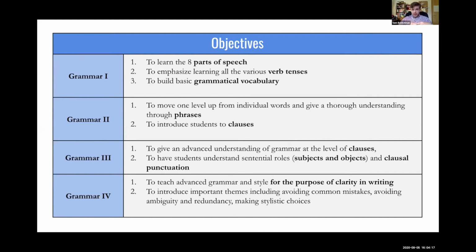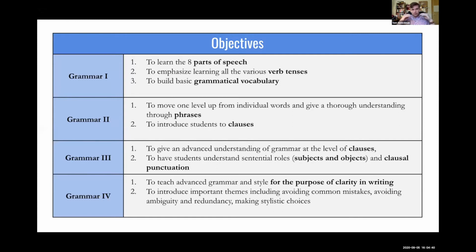Grammar 3 is advanced grammar. It goes a bit more quickly than either grammar 1 or grammar 2, and it begins with clauses, right? And so now we're really putting whole sentences together, and it's geared more towards writing essays. You know, we begin to think more about those essays in grammar 3. We care a lot about punctuation in grammar 3.